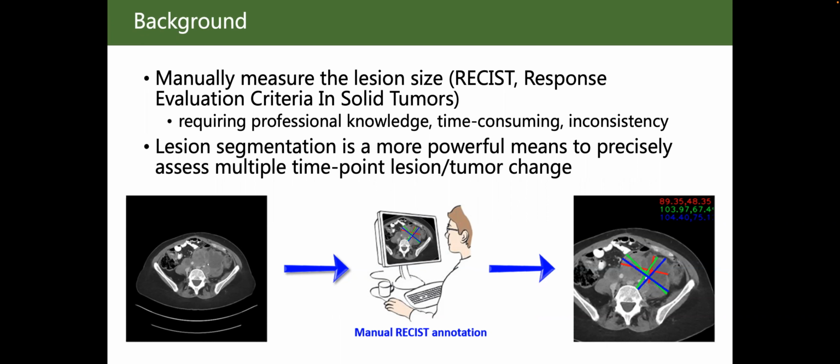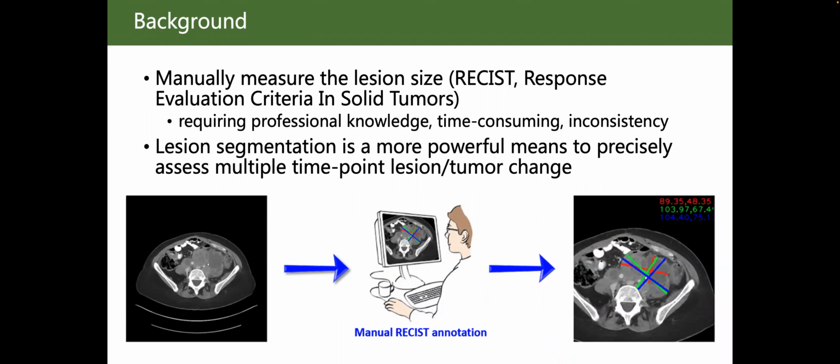Manually labeling the RECIST diameters requires lots of professional knowledge. It is tedious, time-consuming, and prone to be inconsistent among different observers. And these figures show examples where 3 radiologists manually annotated the RECIST diameters for the same lesions, as shown in the right image. Those 3 annotations, indicated by different colors, are different in both length and location.